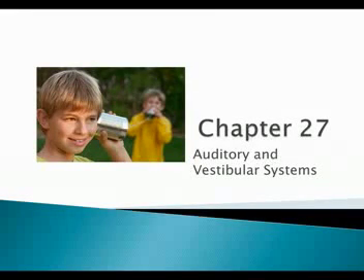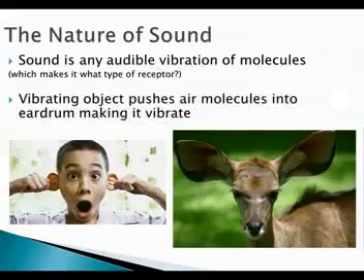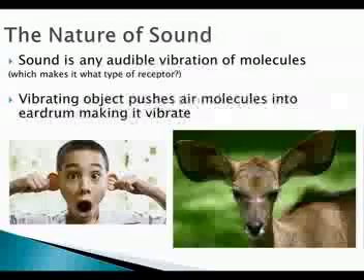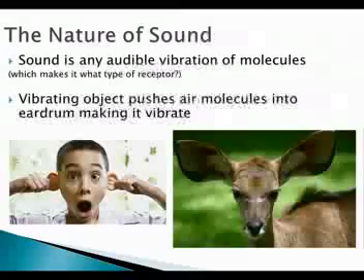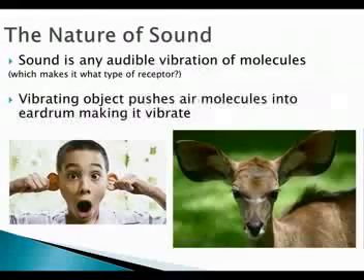So chapter 27 is split up into two parts, auditory and the vestibular system. We're going to start with the auditory. And before we get into the specific details of the structures within the hearing system, we're just going to talk a little bit about what sound is. Sound is any audible vibration of molecules. So it's the actual movement of molecules from the environment through the cochlea, which is the hearing organ, and then into its transduction into the brain.